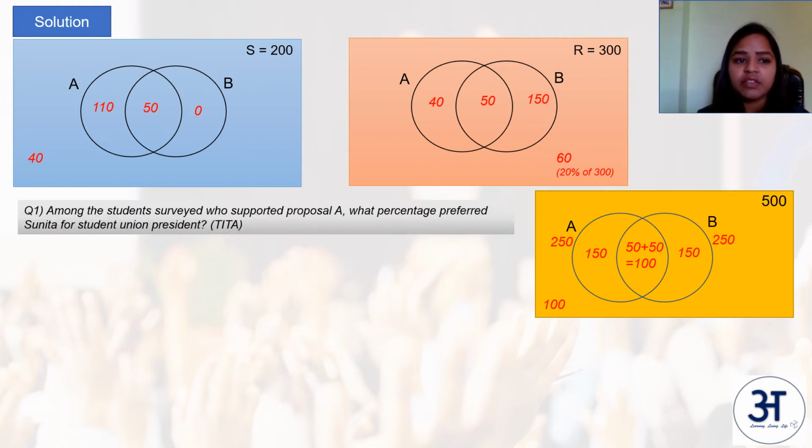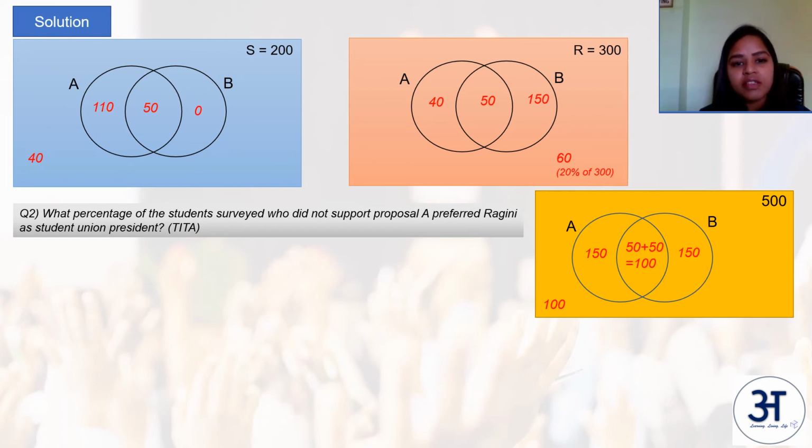So let us look at the first question. Among the students surveyed who supported proposal A, what percentage preferred Sunita for student union president? So now the number of students who supported proposal A is 250, right? Among them, what percent preferred Sunita? 160 of them. So for this you need not solve the entire set. We know that N of A of Sunita is 160 and N of A is 250. So 160 by 250 into 100 will give you the answer, that is 64. So for this question particularly, you need not solve this entire thing. So let's move to the second question.